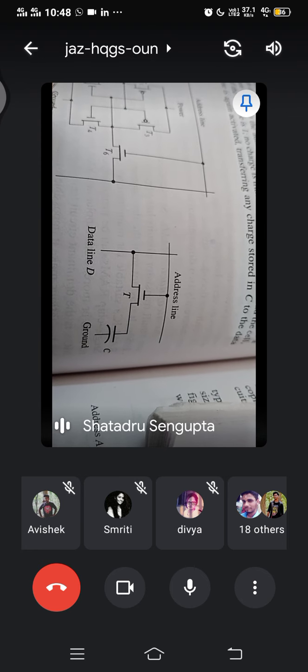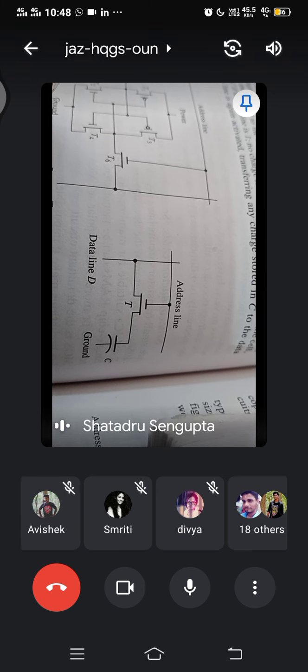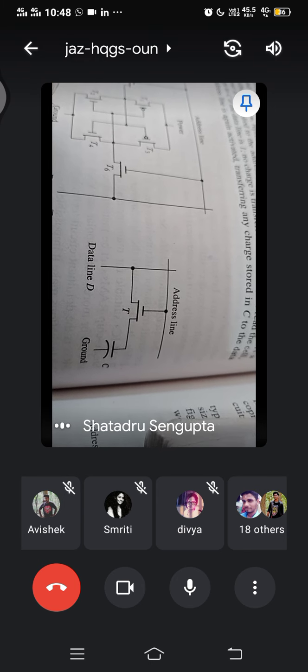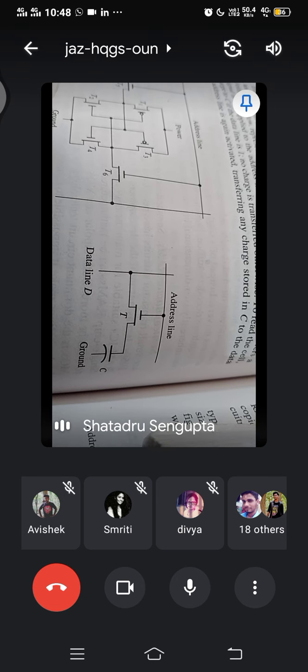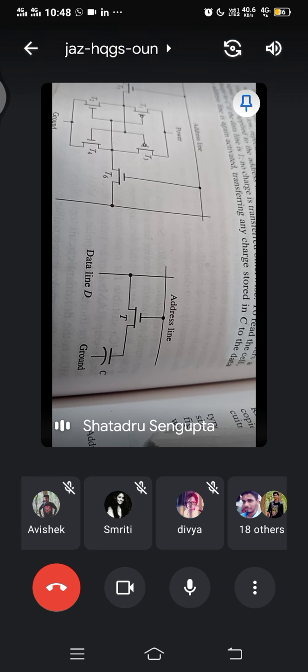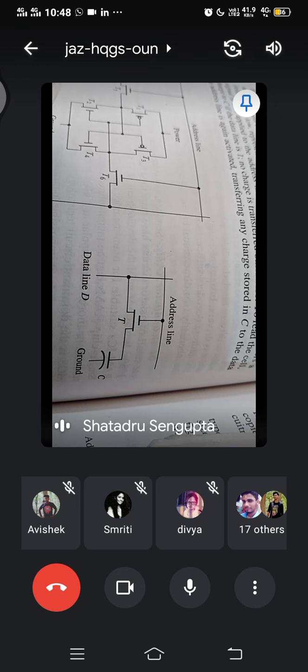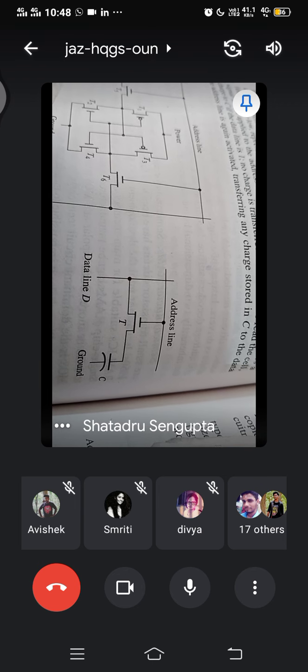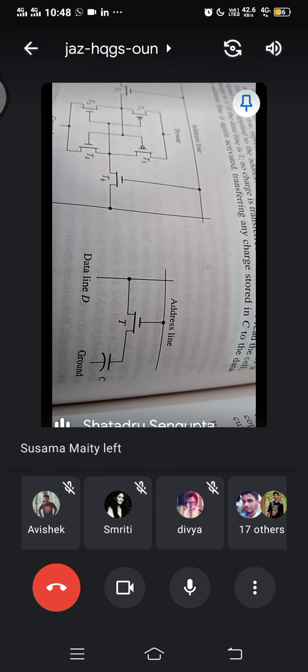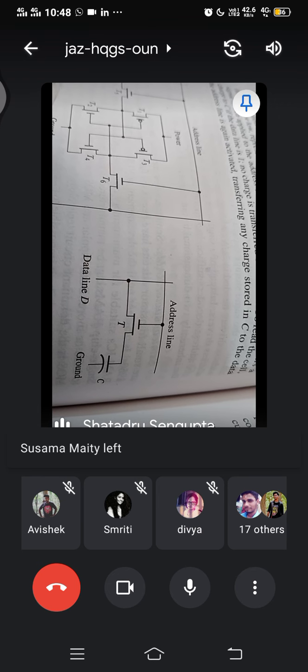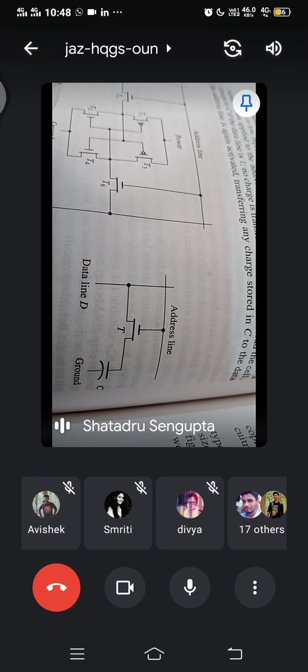As opposed to this, look at the arrangement of this simple DRAM cell. You have an address line, and this is a transistor. The transistor is the one that controls the capacitor, and the data line is used when the address line is turned on for this particular cell. Then the data line will have a read or a write according to whatever the control signal is.